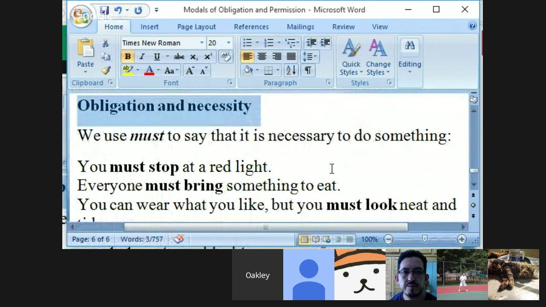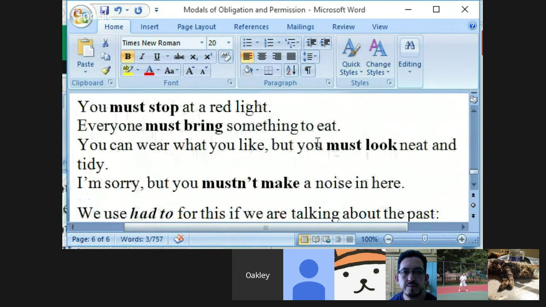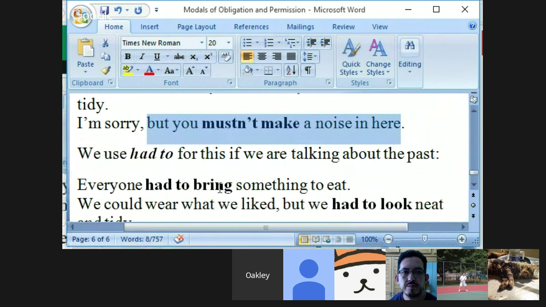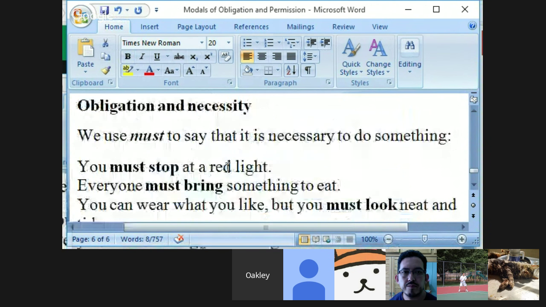Obligation and necessity. Must, of course, shows that it's necessary to do something. You must stop at a red light. You can wear what you like, but you must look neat and tidy. And it does have a negative form. I'm sorry, but you mustn't make any noise in here. Must has no past tense. None. It just doesn't exist.